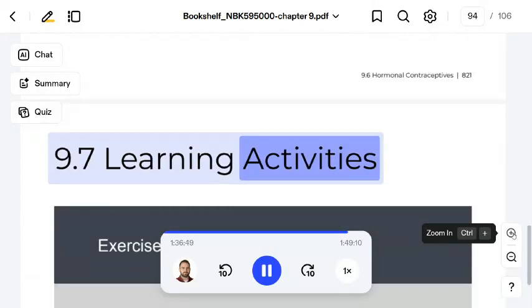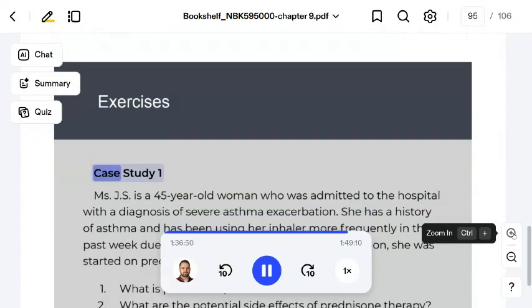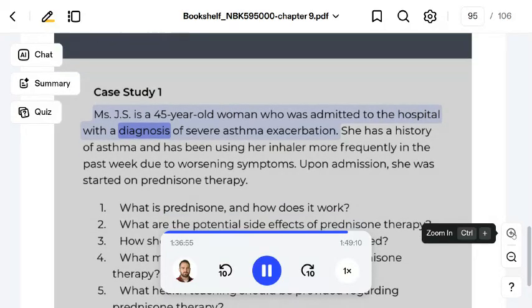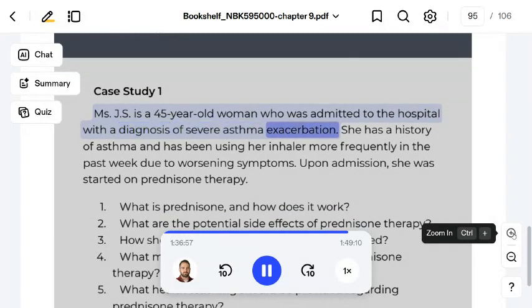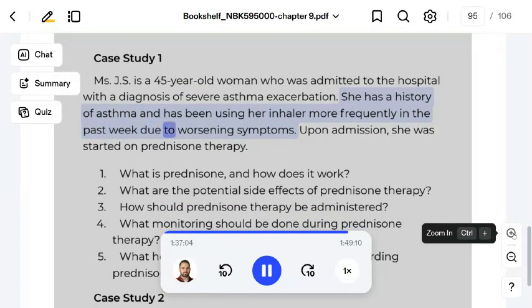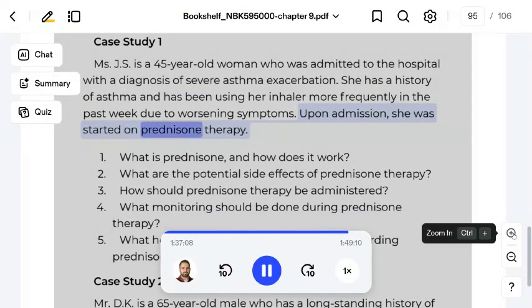9.7 Learning Activities. Exercises. Case Study 1. MSJS is a 45-year-old woman who was admitted to the hospital with a diagnosis of severe asthma exacerbation. She has a history of asthma and has been using her inhaler more frequently in the past week due to worsening symptoms. Upon admission, she was started on prednisone therapy.